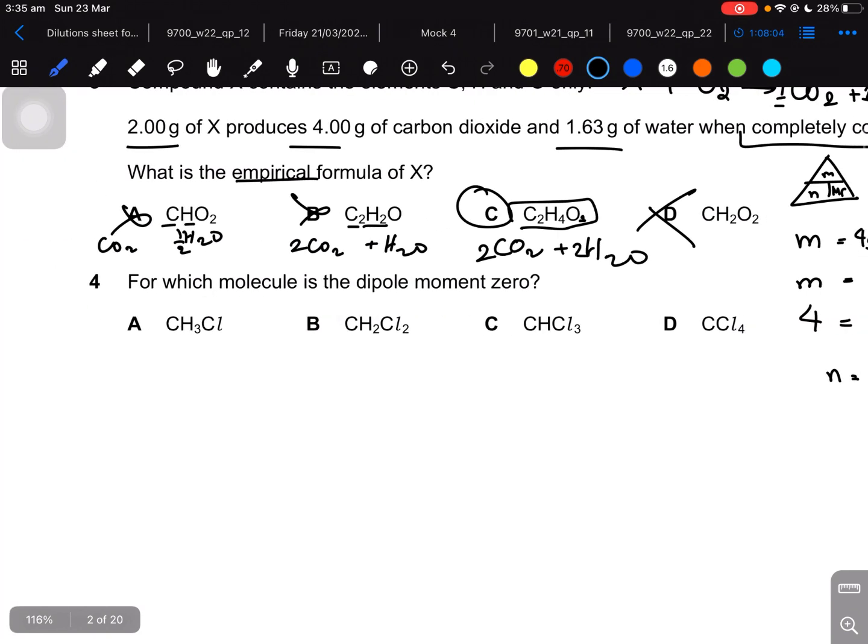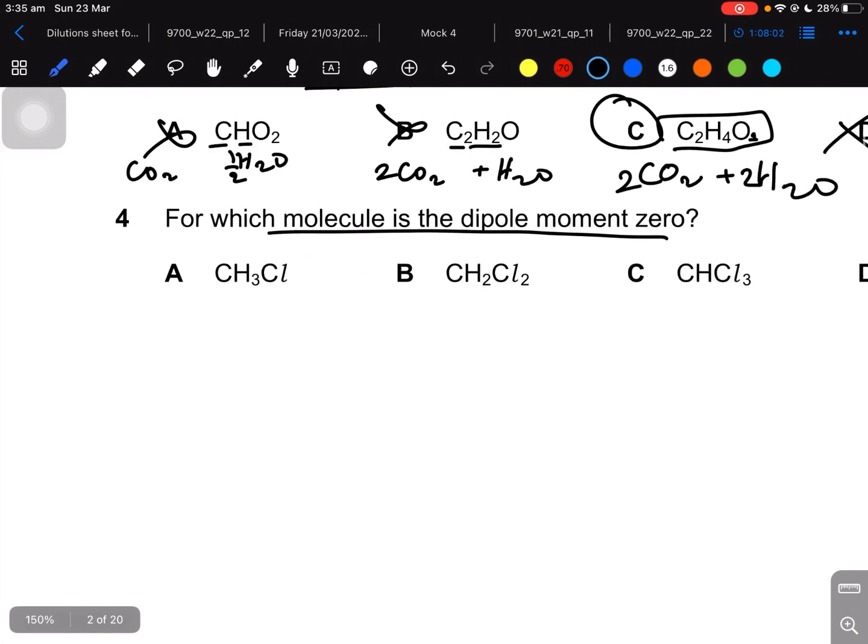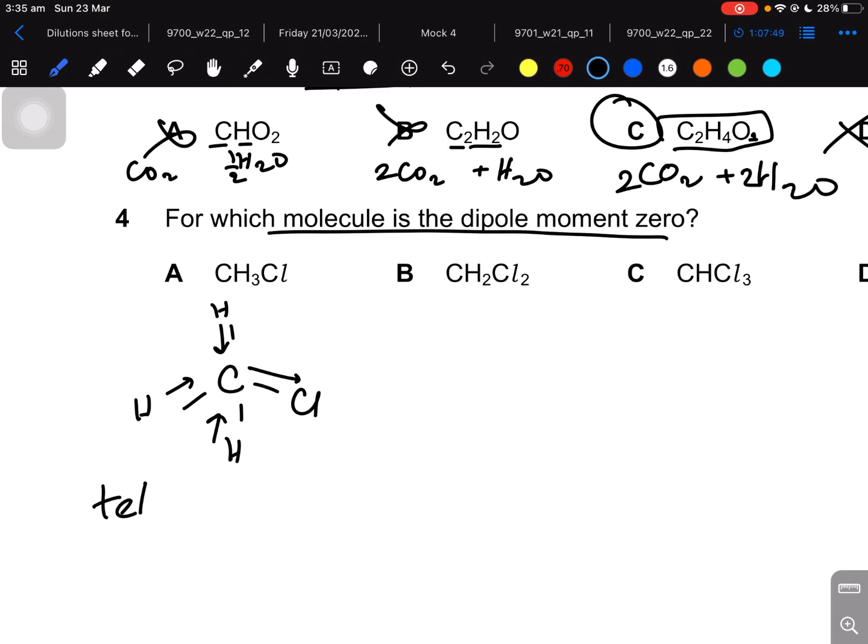Okay, which molecule has a dipole moment of 0? So CH3Cl. No, it's not. I mean, tetrahedral is in fact a symmetrical shape, but the dipoles don't cancel out. They don't all go in opposite directions. So I'm going to cancel this for now.